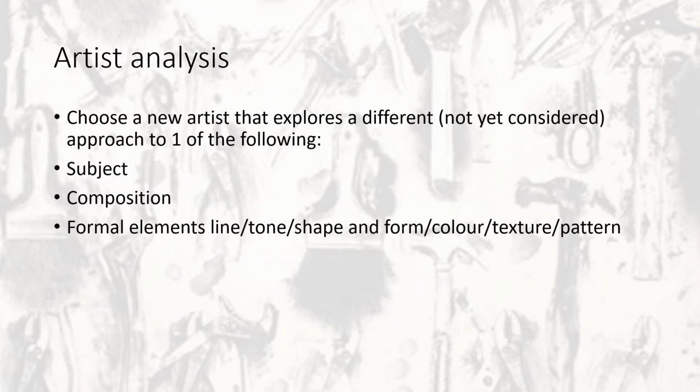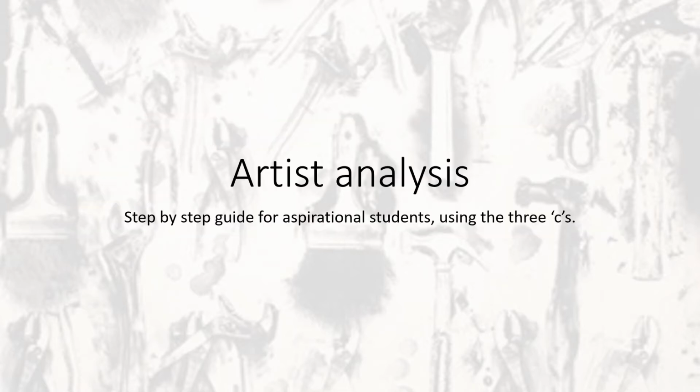Next slide. Okay, so I'd like you to choose an artist that explores a different, not yet considered approach to one of the following: subject, composition, formal elements of line, tone, shape, form, colour, texture, and pattern. Next slide. Okay, so this is a step-by-step guide for aspirational students using the 3 C's. If you are writing about an artwork in this much depth, that is aspirational. This will almost certainly lead you to get a much higher mark for your artist analysis.